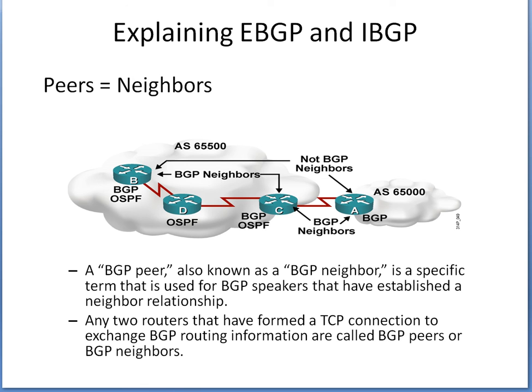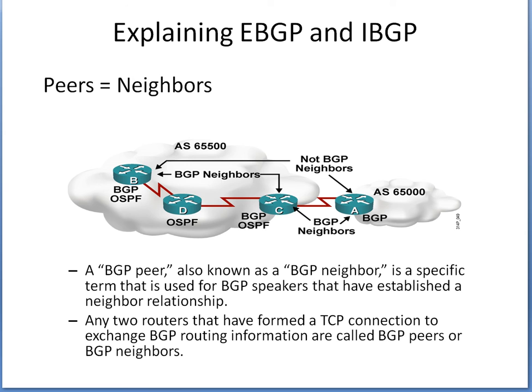So C can form neighbor with B even though B is not directly connected, but the condition is it should be in the same autonomous system. On the same autonomous system, neighbors need not be directly connected. Important concept. Inside the same autonomous system, neighbors need not be directly connected. You run some IGP protocol like OSPF. If there is a reachability, then neighbor can be formed. Whereas between autonomous systems, neighbors, peers must be directly connected.